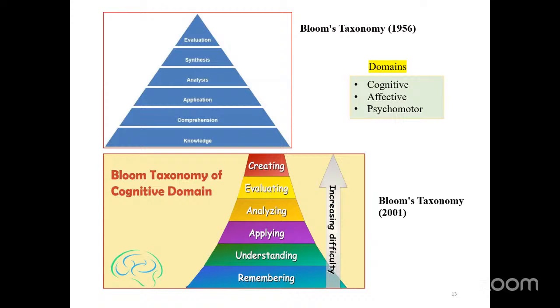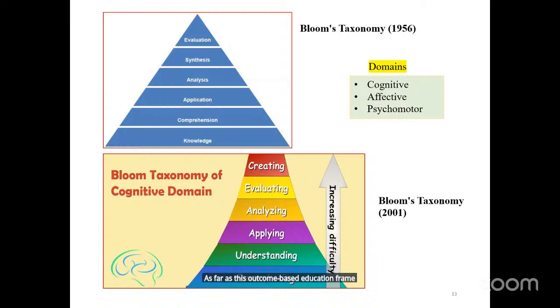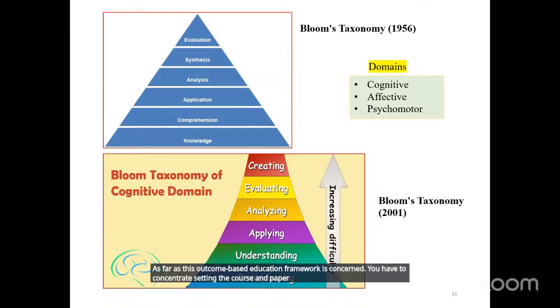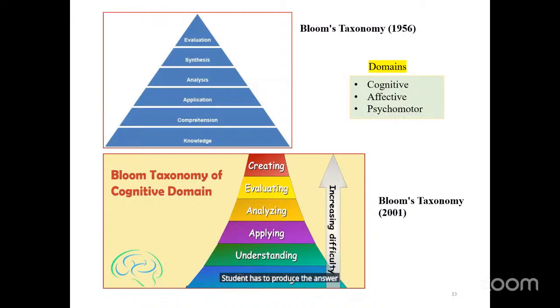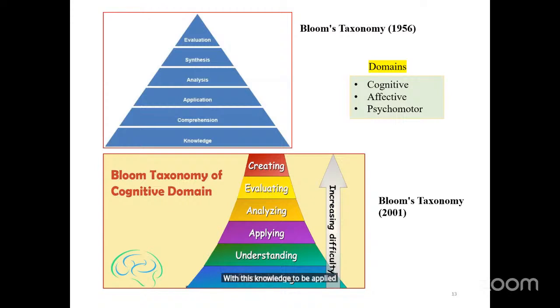These remember questions are to be given in very few numbers. When you set a question paper for the student, as far as this outcome-based education framework is concerned, you have to concentrate on setting the question paper by including all these levels. The student has to produce the answer by remembering the concepts, with his understanding ability, with his knowledge to be applied, with analytical skills, evaluating the problem and creating something new. So all these things should be given.